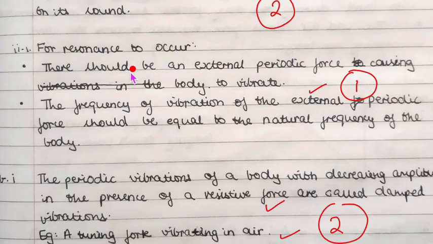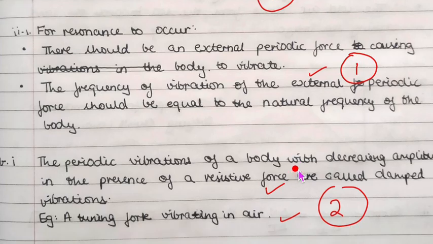For the resonance to occur, this is the second part of the question, there should be an external periodic force causing the body to vibrate, and the frequency of the vibration of the external periodic force should be equal to the natural frequency of the body. So that was for your 1 mark. We come to the next question.